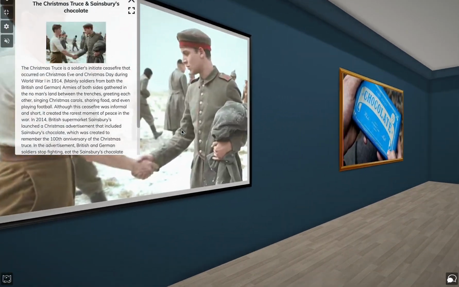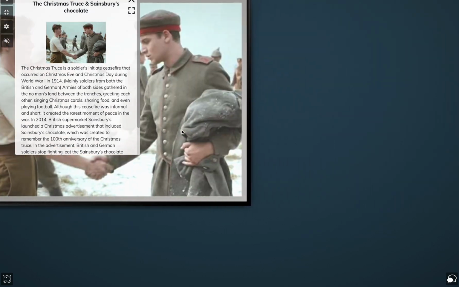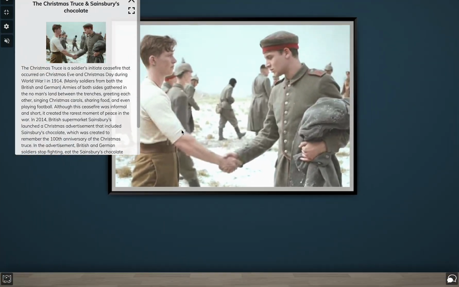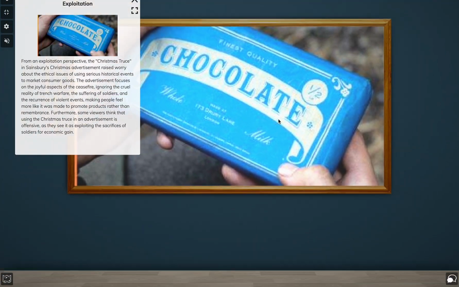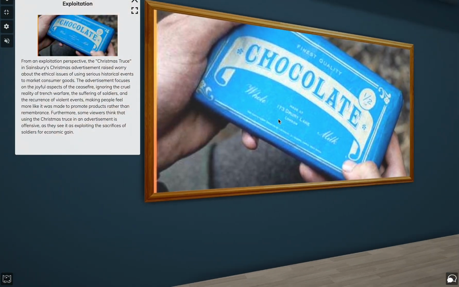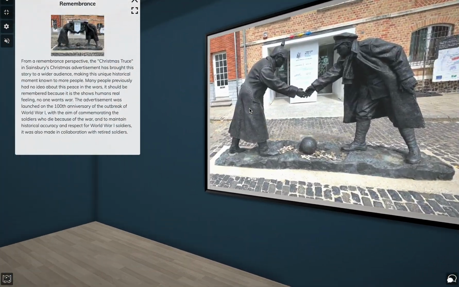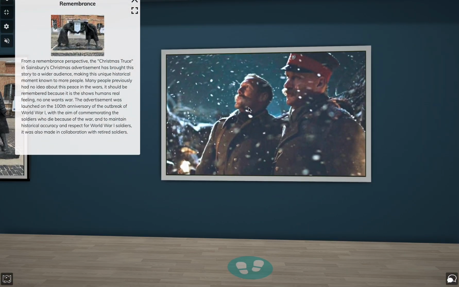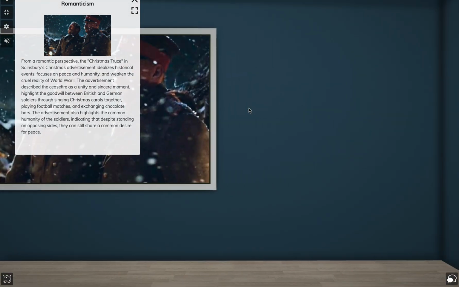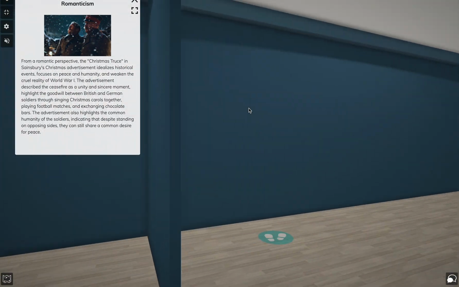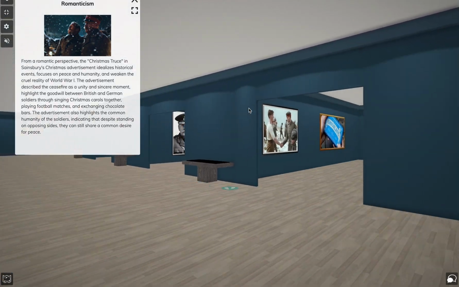And this is about the Christmas advert for Sainsbury's chocolates. This is one of the pictures in the advertisement. This is about the exploitation of that advertisement, and this is about the remembrance and the romanticism of the advertisement. Yes, so this is all of the things in my museum.